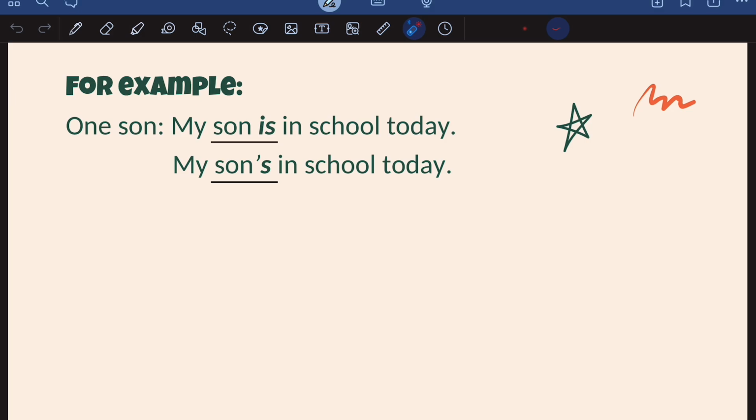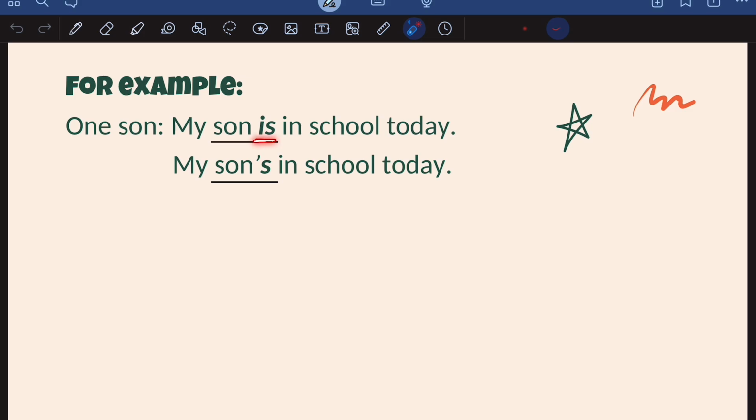So, you know in English we love our contractions, right? The native speakers love their contractions. If I have one son, I can say my son is in school today. But I can turn these two words into a contraction sometimes, and I may say, my son's in school today. So pay attention to the pronunciation on this word. This is important, especially if you want to speak more quickly or listen to people speaking quickly. You have to listen carefully to pronunciation.